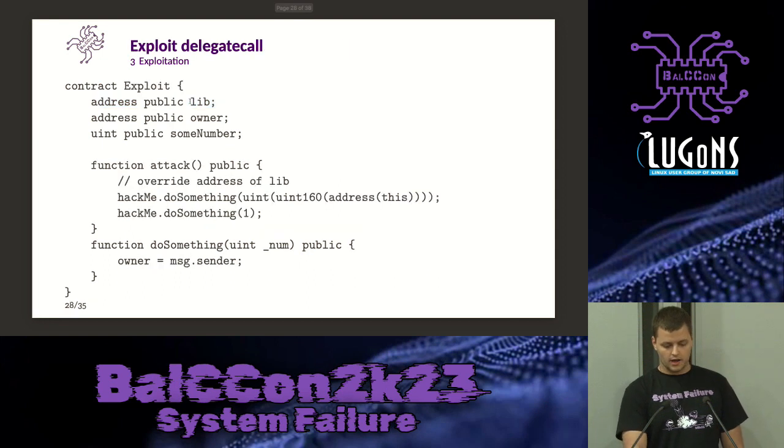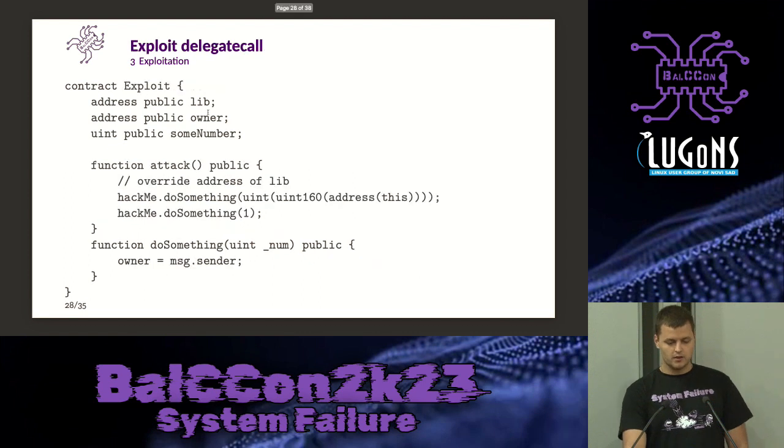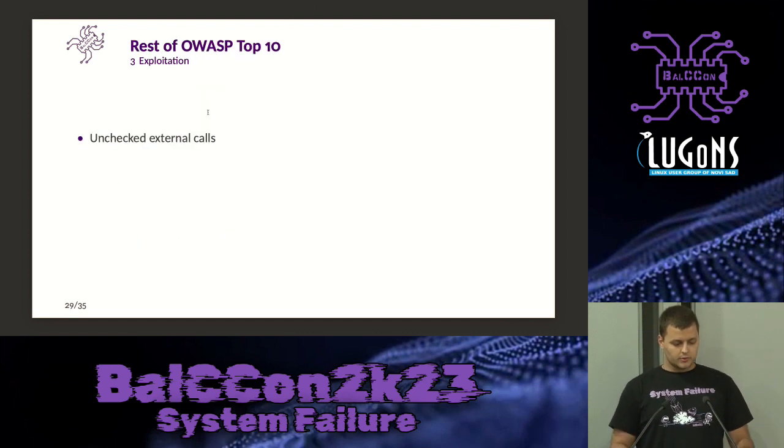With this, I can now call hack me do something, which sets me up as the library. So this exploit contract is the library, and it will set the owner to the message sender. So I will set myself up as the owner of this contract. I'll take full control of it, and I can do whatever I want. So this is all about those simple examples of how to exploit them.